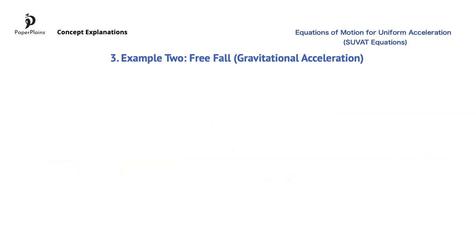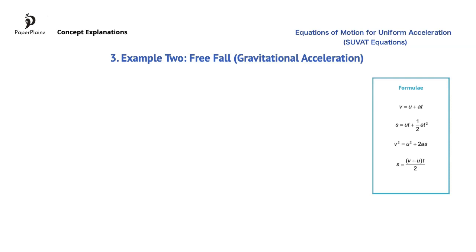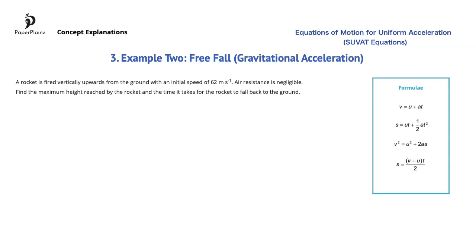In this example, we will work with free fall, which involves gravitational acceleration. Since gravitational acceleration is constant, we can use the SUVAT equations to solve this question. Let's start by identifying the SUVAT variables. The initial speed is 62 meters per second, so U is equal to 62. However, the other variables are not so obvious based on the information that we are given.